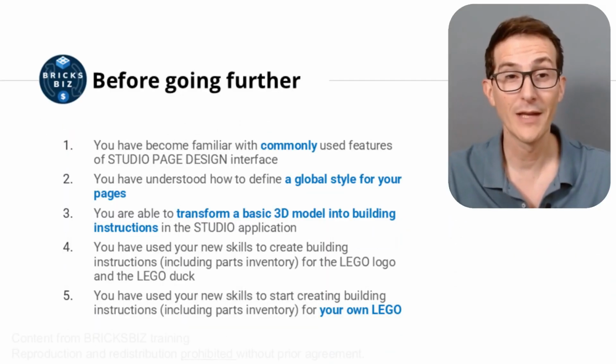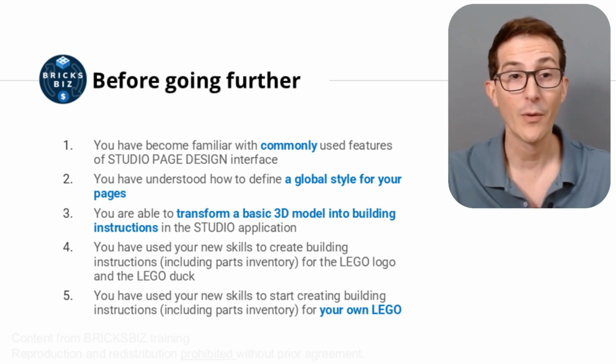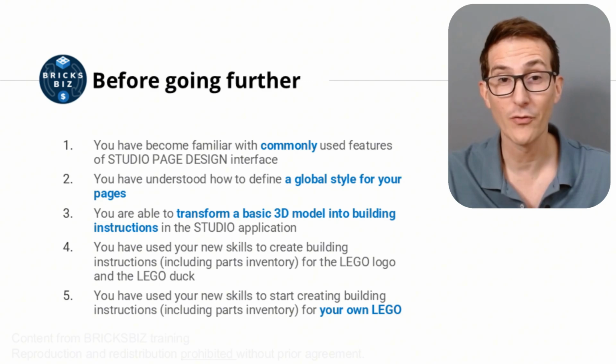We've now come to the end of this lesson on using Studio Page Design Interface. At this point, you should already have sufficient knowledge to produce a first draft of building instructions for just about any 3D model in Studio. Before moving on to the next lesson, make sure you're familiar with the main features of Studio Page Design Interface, that you've understood how to modify the visual content of your pages and how to influence the cameras to display a step. Before moving on to the next video, also make sure you've used your new skills to create your first building instructions practically, starting with the Lego logo and Lego duck, but also having worked on your own MOCs.